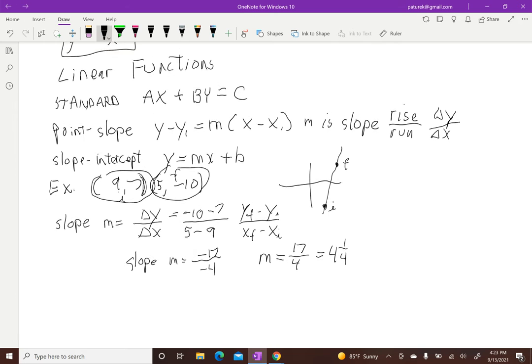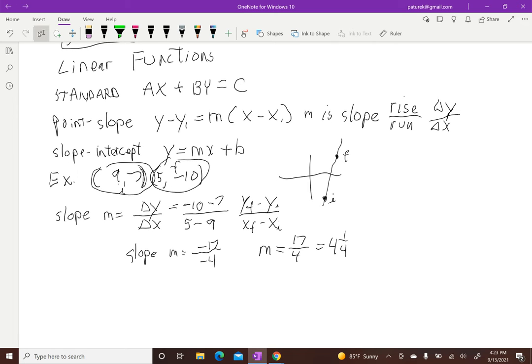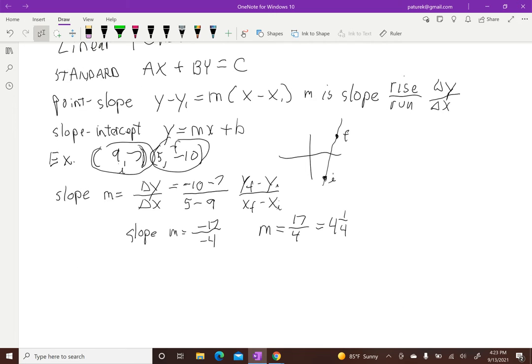For me, the next step would be to express this in point slope form. And it doesn't matter which of the 2 points I choose to be my x1 and y1. I can choose either the initial or the final point, and they're both going to work equally well. As a demonstration of that, for point slope form, it would be y minus, and I'll choose the first point. For the first point, y initial has a value 7, so y minus 7 is equal to, and now for the slope, I'll write it as 4 1/4 times, open parentheses, x minus the initial value of x, which is 9.